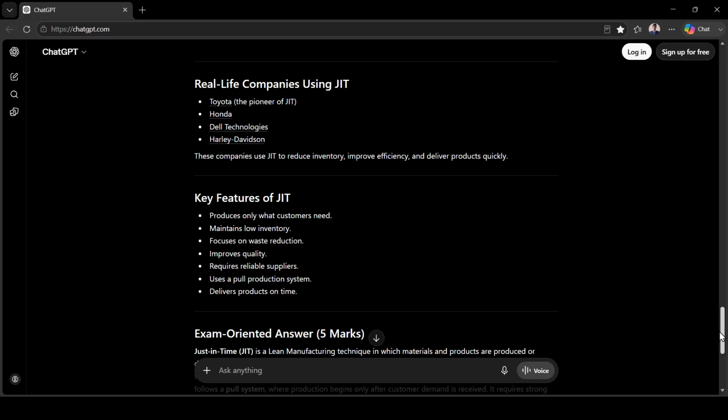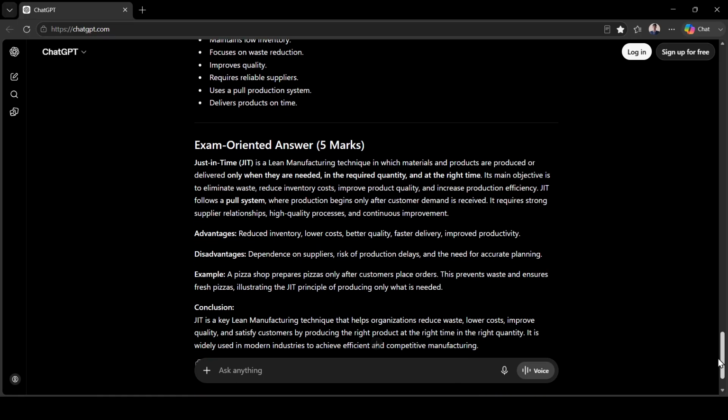Then the exam-oriented answer, and this is the main motive of JIT, so that you understand.